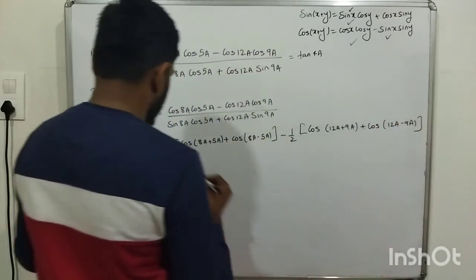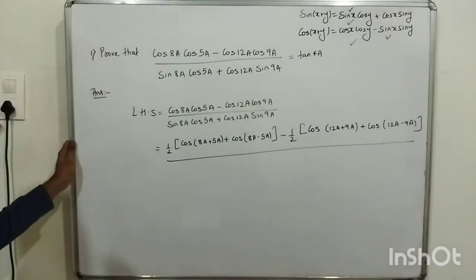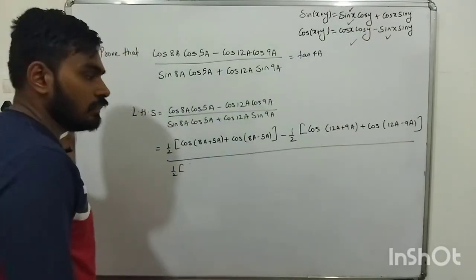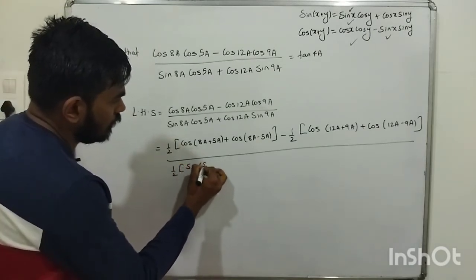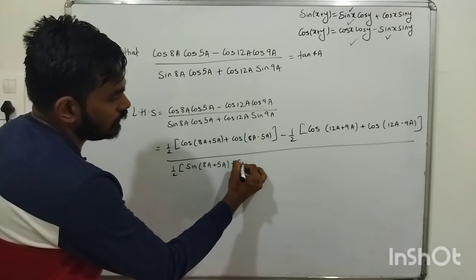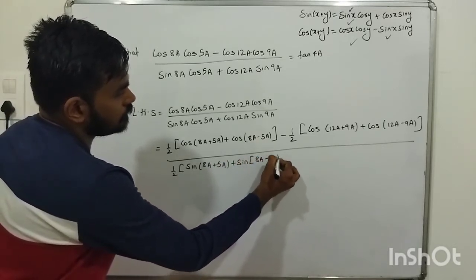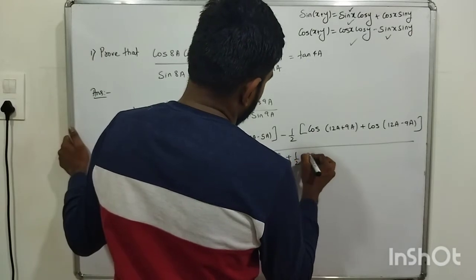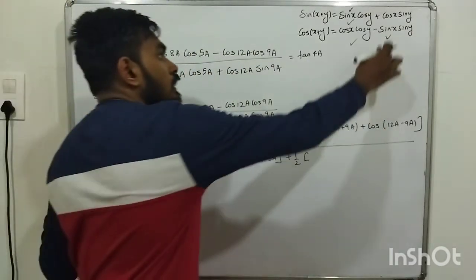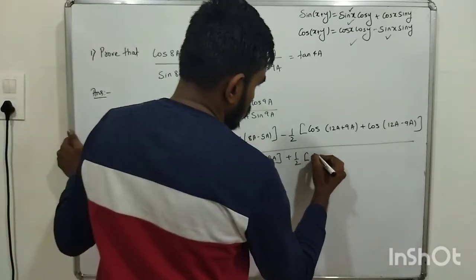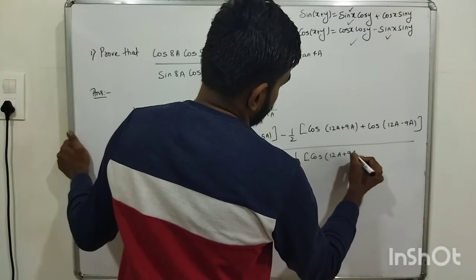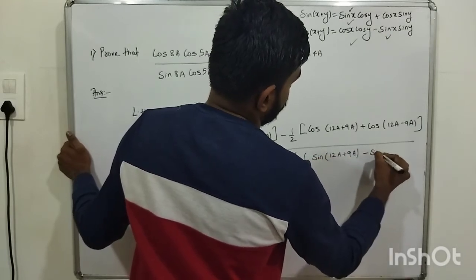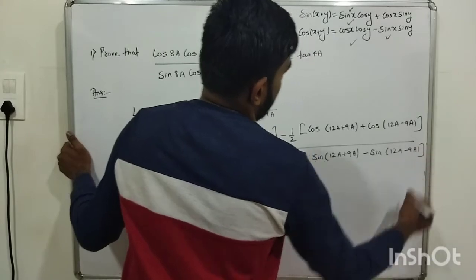So upon here sin 8a cos 5a, so half sin cos, so sin plus sin: sin 8a plus 5a plus sin 8a minus 5a, and plus again half, here cos sin is there, so I'll take sin minus sin: sin 12a plus 9a minus sin 12a minus 9a. Like this it is.